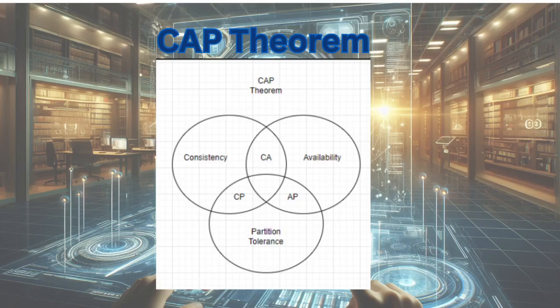Modern systems like Kafka, Cassandra, and DynamoDB are built with this in mind. It's essential for cloud based, geographically distributed systems. So basically, partition tolerance is equal to survive network chaos.